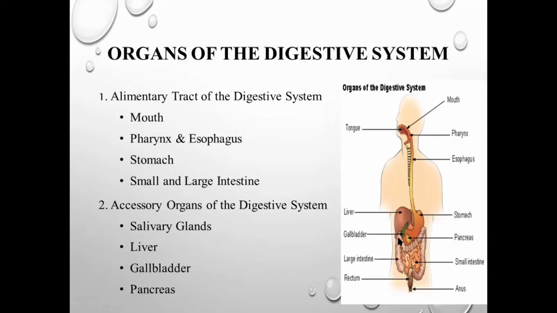Then the liver, the major organ of our body, which plays a vital role in the digestion process. Then the gallbladder, which is present below the liver, and the pancreas, the leaf-like projection present at the base of the stomach. We call it a pancreas. So these form the accessory organs of the digestive system. Let me see each and every part.